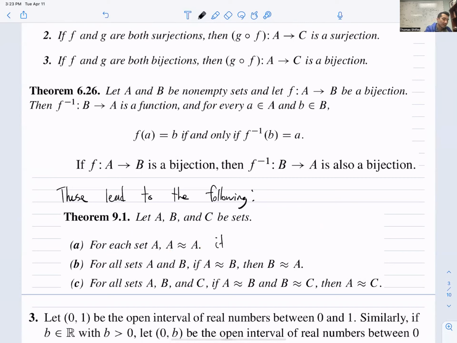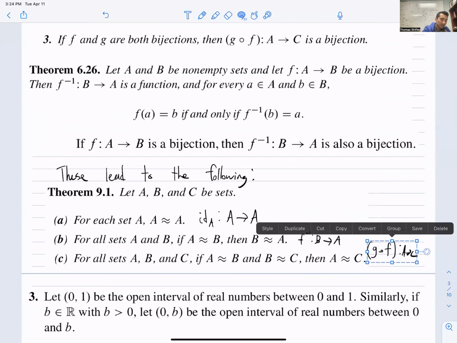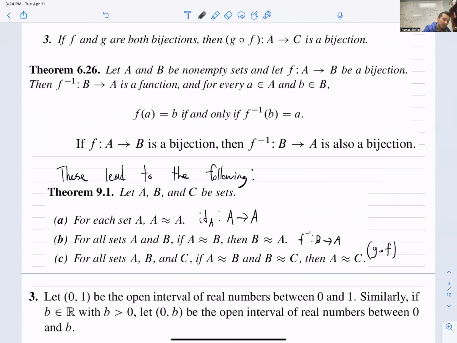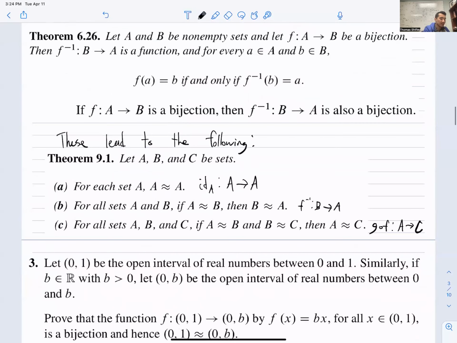So for this one, the identity function on A is a bijection from A to A. For this one, F inverse is the bijection from B to A. And for this one, G composed with F is the bijection from A to C. So that's why they're equivalent, because those are the bijections that get it done. G composed with F is the bijection from A to C. So that's why that one is equivalent.